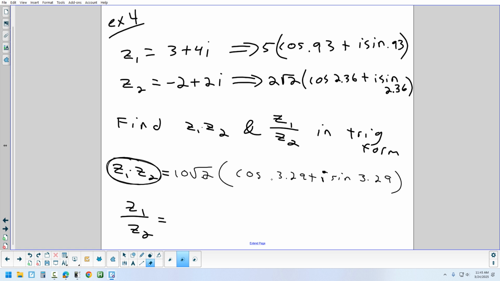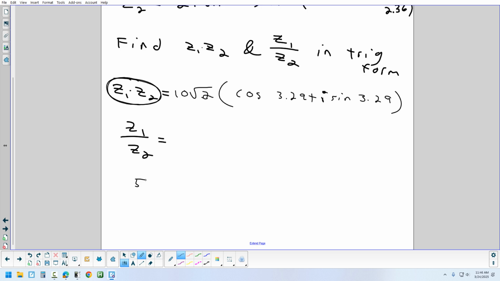And now let's do dividing. What's going to be my radius when I divide? 5 divided by 2 root 2. Okay, so now we've got 5 over 2 root 2. What do you multiply by to fix it so that root 2 is not in the bottom? Well, what's the only thing you can multiply by and it doesn't change a fraction? 1. So you have to multiply by something that's the same on the top and bottom. Just root 2.